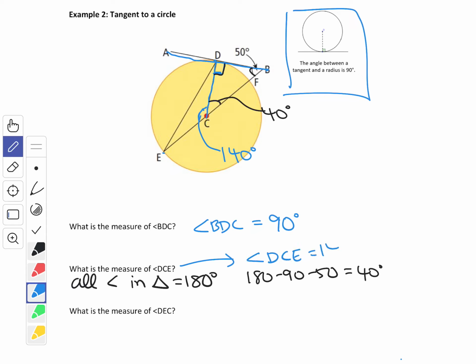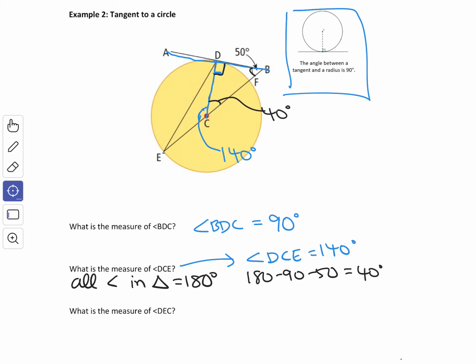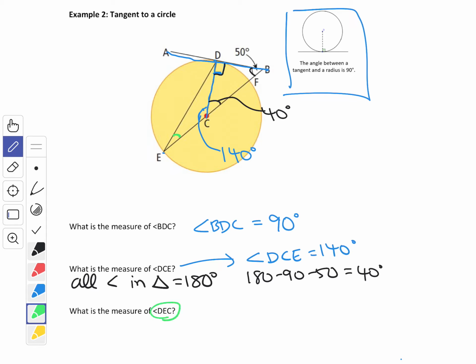So for this one, angle DCE is equal to 140 degrees. Now the next question is asking for the measure of DEC. DEC is the angle right there. To find that one, let's see what else we can find. This is part of this triangle right here. It's also part of this big triangle right here.